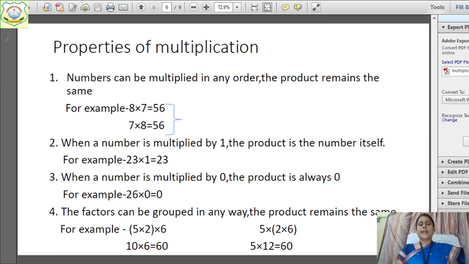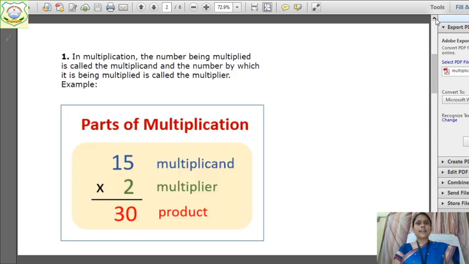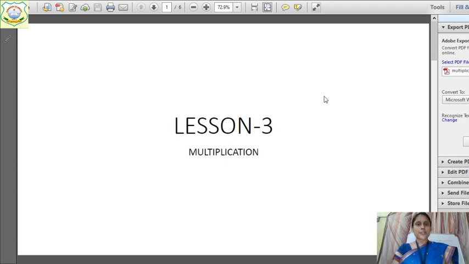So today, what have we learned? Yes, we have learned about multiplication. Our lesson 3 is multiplication. Again, take a quick recap of the lesson.